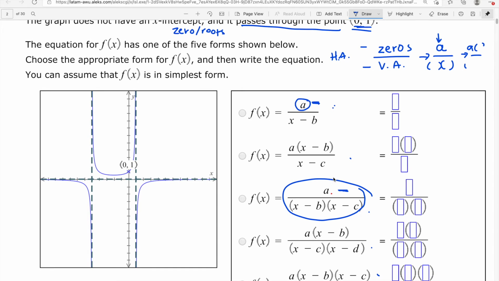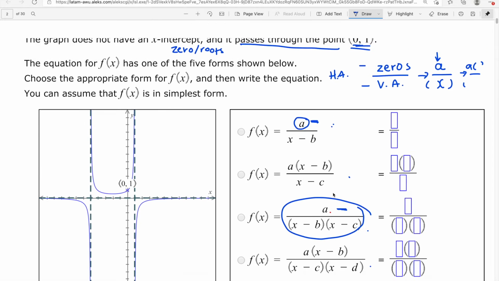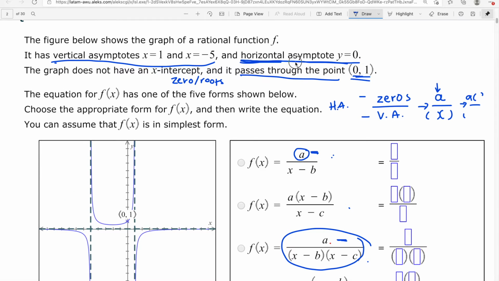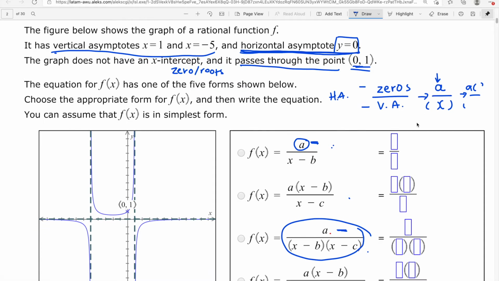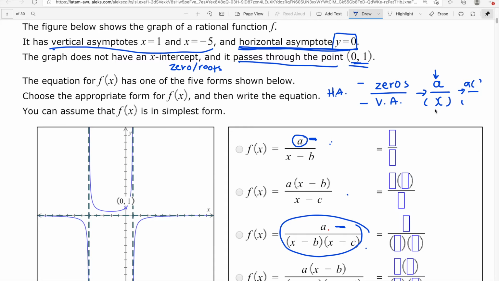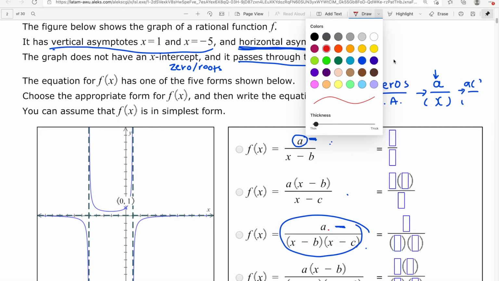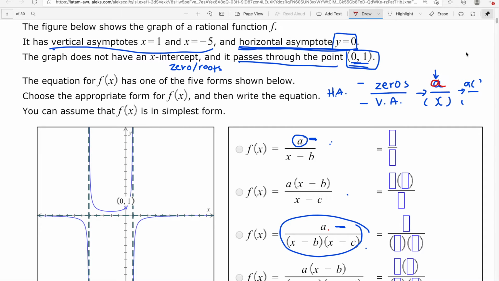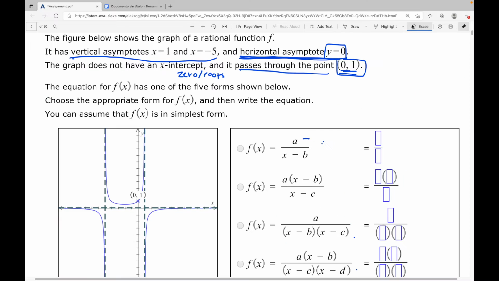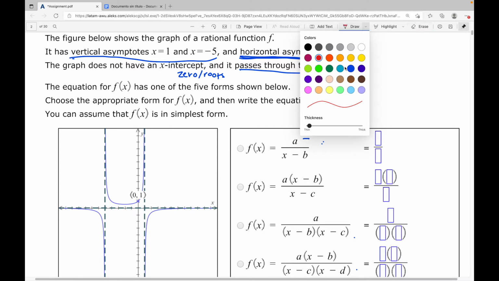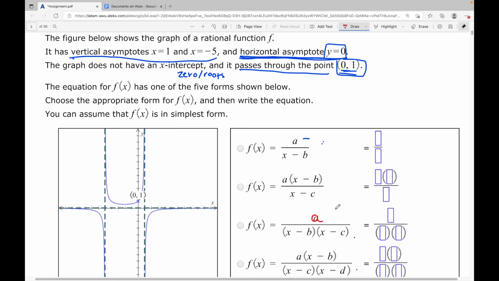Perfect. So now that we know it's this one, as I said, since we're given a horizontal asymptote of y equals 0, it's really hard to figure out what the value of a is gonna be, right? So how can we figure it out? Well, that's why we're given a point. We can evaluate at that point and solve for a. Okay, let me just erase. So we already know it's this one.